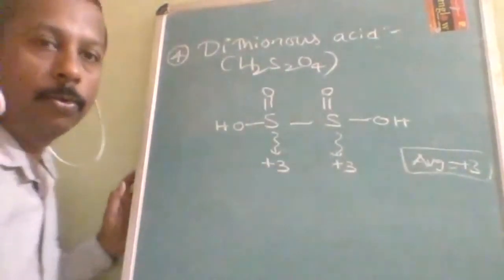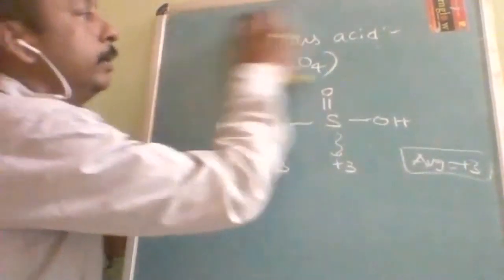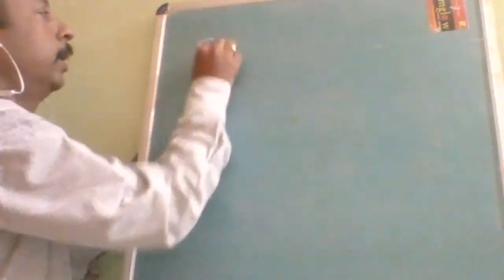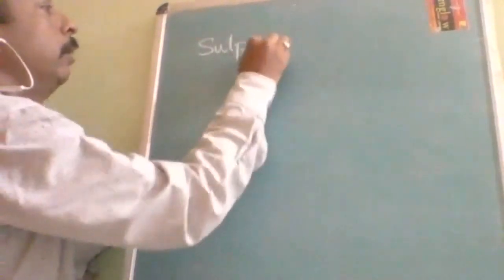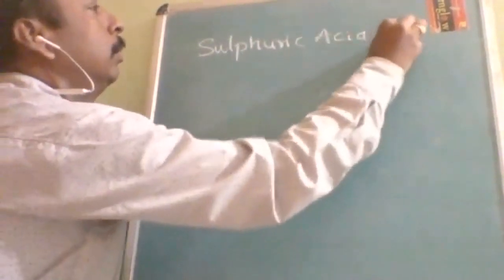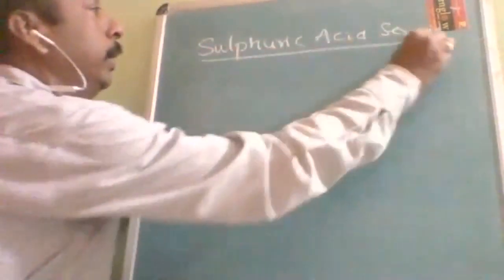Okay. So total how many oxoacids are there? 11, out of which the first series consists of 4, which we have completed. Now we are going to start with the second series, that is called the sulfuric acid series. Okay. Sulfuric acid series. Okay, so ic acid.